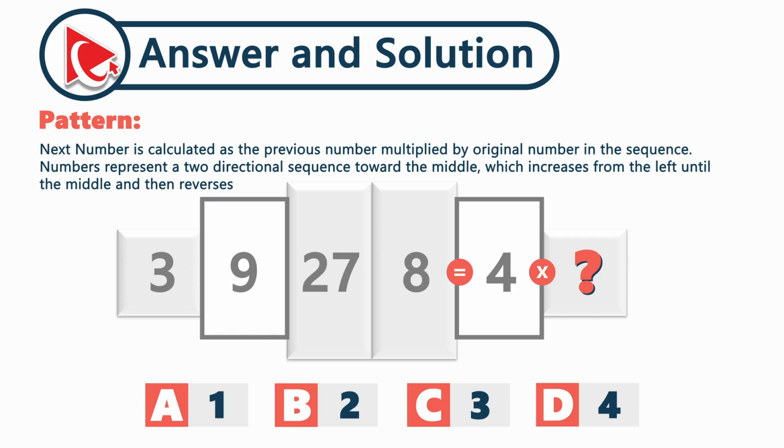So the missing number can be calculated as 8 divided by 4 and equals 2. Let's verify it. 2 by 2 equals 4. And the correct answer here is choice B, 2.